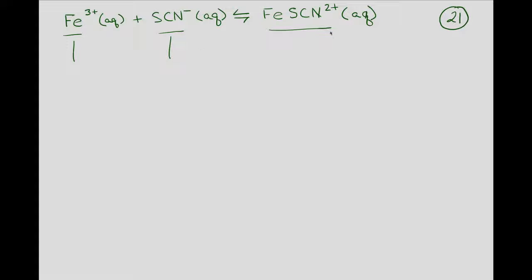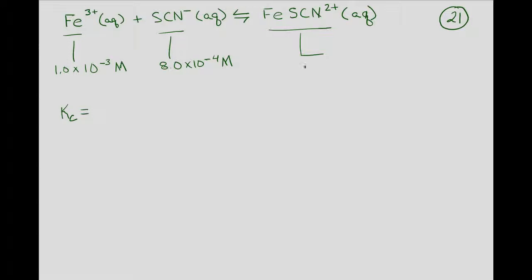Now, at equilibrium, this has a value, and what is asked for is to solve for K sub C, the equilibrium constant. Okay, so let's go through this. For iron, they are showing 1.0 times 10 to the minus 3, and that's molarity. For SCN minus, they're showing 8.0 times 10 to the minus 4 molar also.